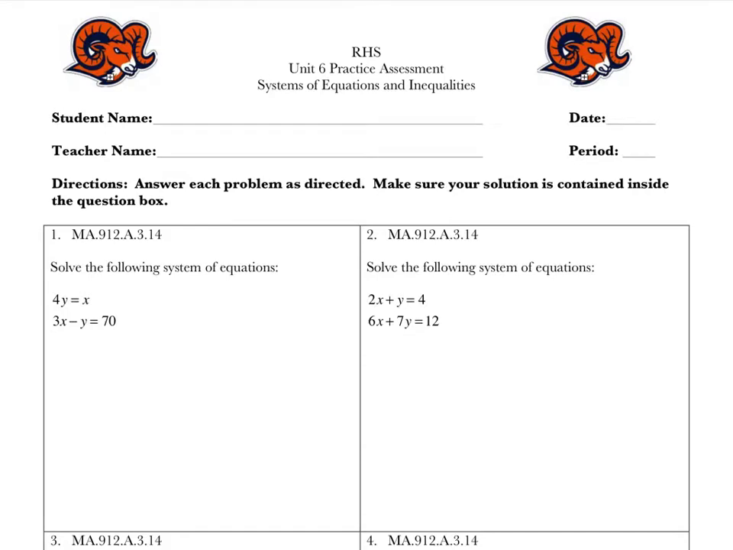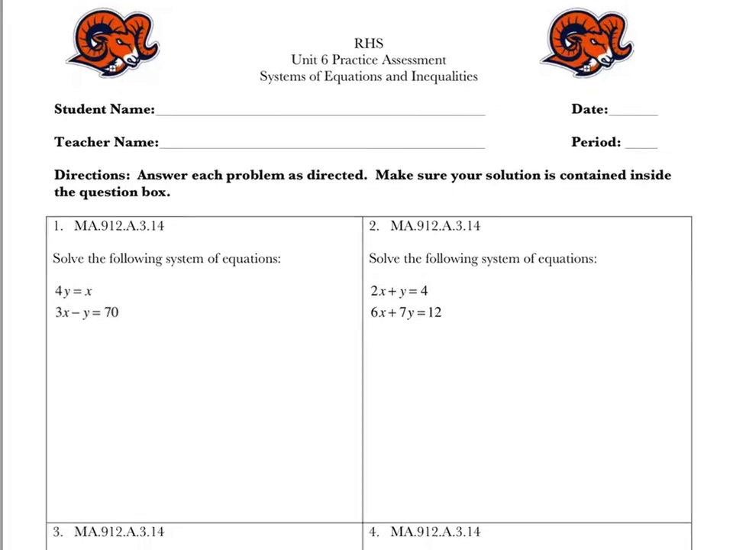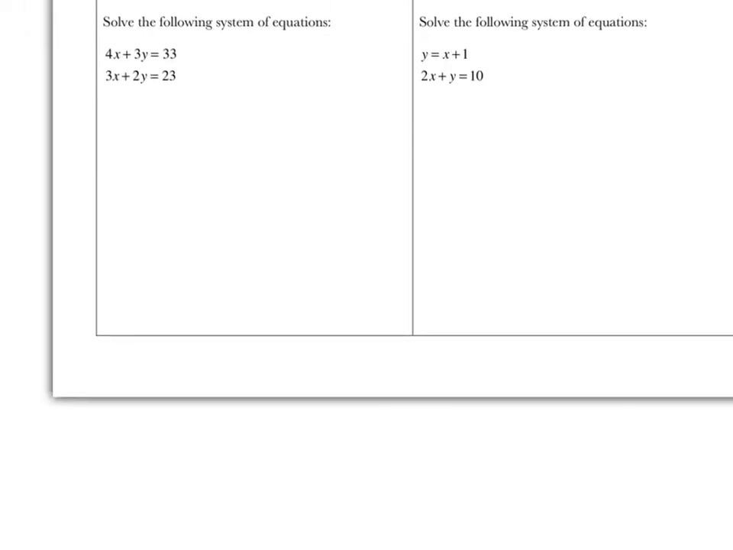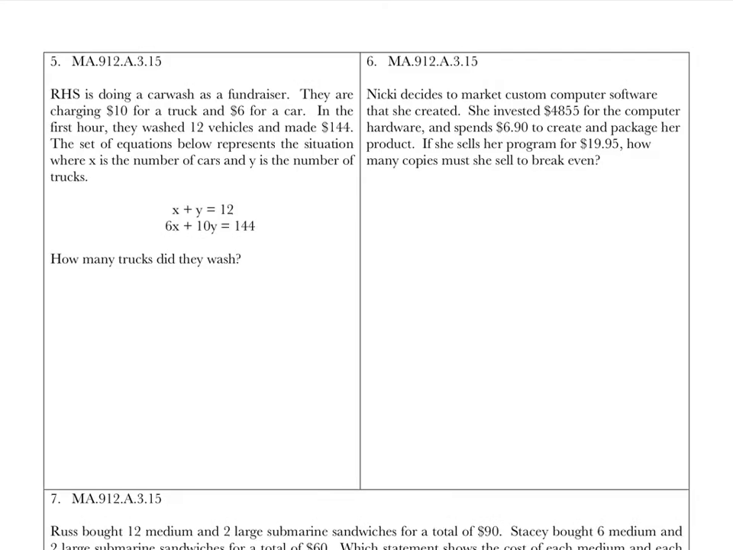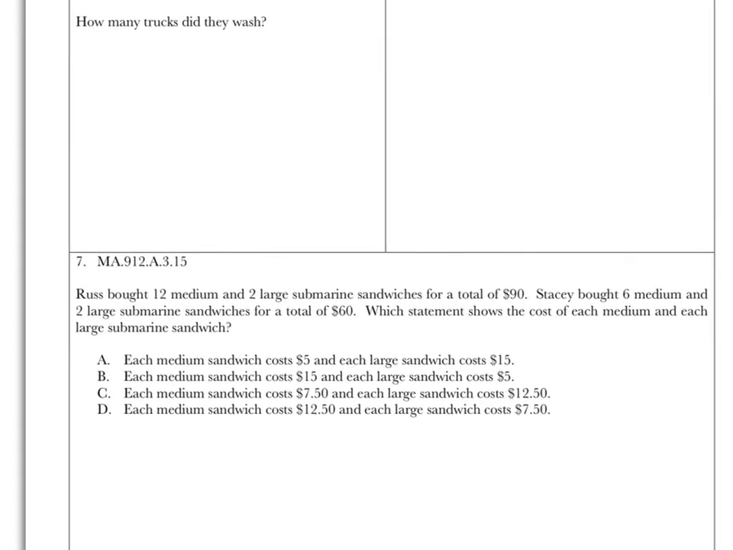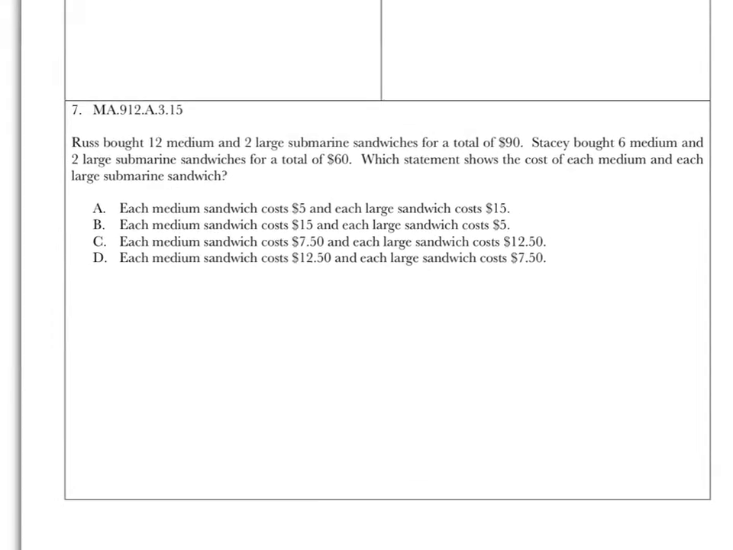Okay, so take a look at part 2 of our Unit 6 practice assessment. In class, I went over with you all numbers 1 through 4 on the first page, and then they are in the first recording, 1 through 6, and then actually number 7 is in the first recording as well.